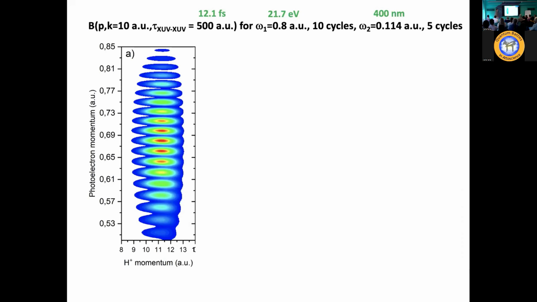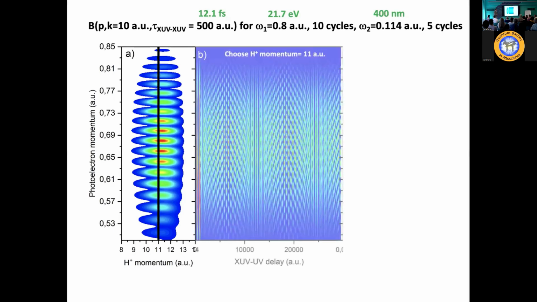Okay, so now what we want to do is see how this object behaves as a function of the other time delay that we have in the experiment, the XUV IR time delay. In order to plot this, since there's not much happening in the H plus momentum direction, we're going to pick an H plus momentum in the middle, and plot the momentum distribution as a function of photoelectron momentum and as a function of the second time delay.